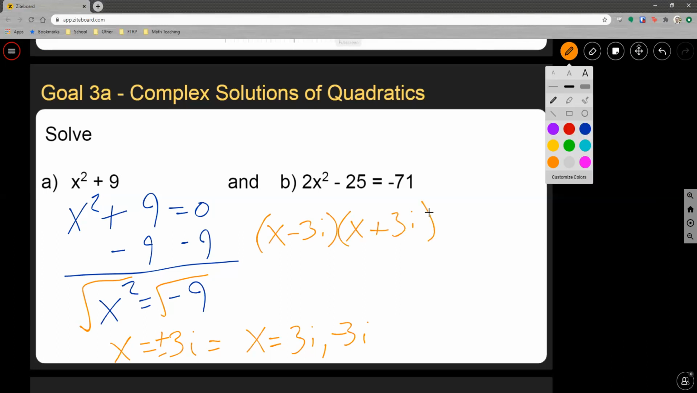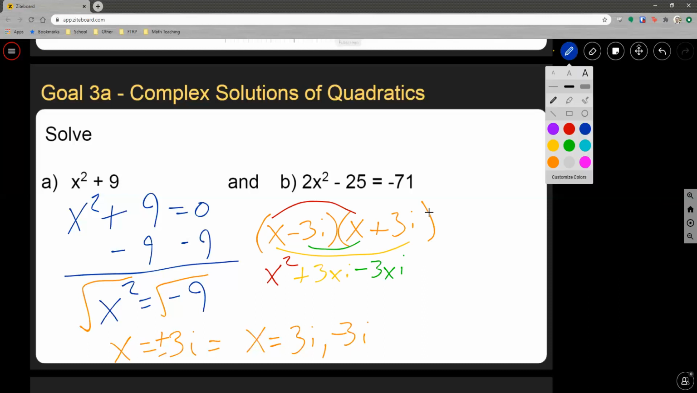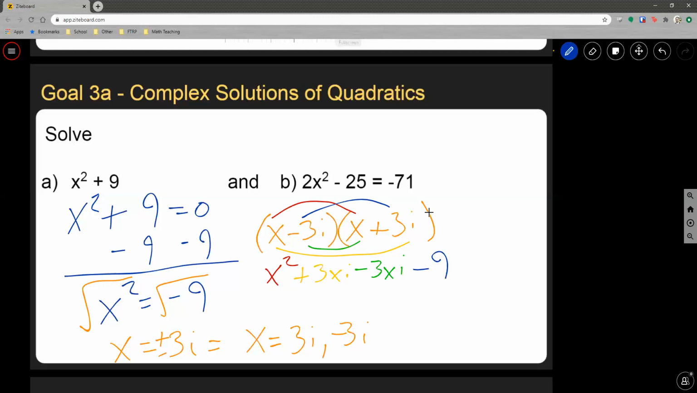If I use the FOIL method to put this all back together, x squared, x times 3i, that's going to be plus 3xi. Then the inner values, it's going to be -3xi. And finally, the outer values, -3 times positive 3i. So negative times a positive is negative. 3 times 3, 9, times i squared.